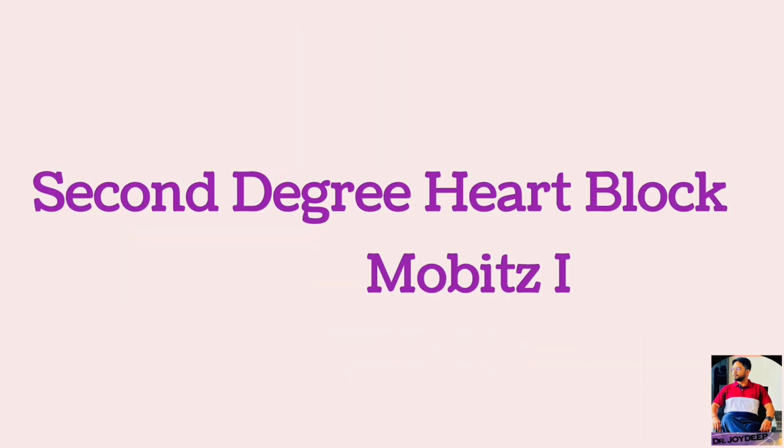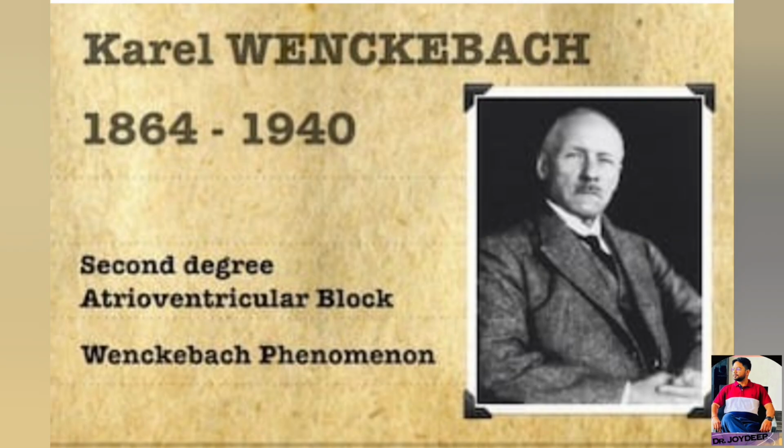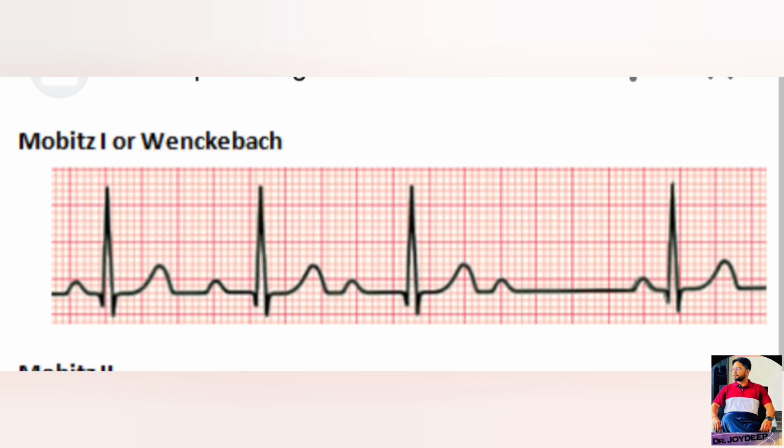Treatment: no specific treatment is required. Second degree heart block. The Mobitz type 1 second degree heart block is also known as the Wenckebach phenomenon. This is named after the Dutch physician Karel Frederik Wenckebach. He is credited with describing the specific pattern of progressive lengthening of the PR interval followed by a dropped QRS complex, which is characteristic of this type of heart block.